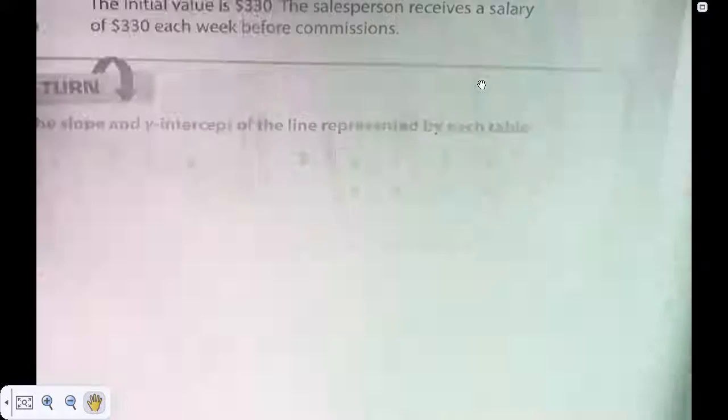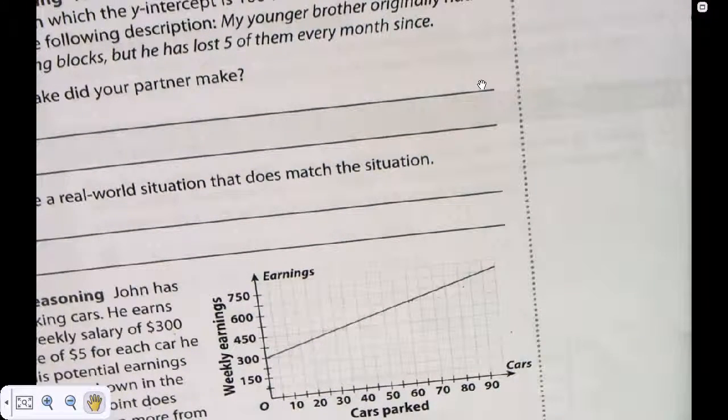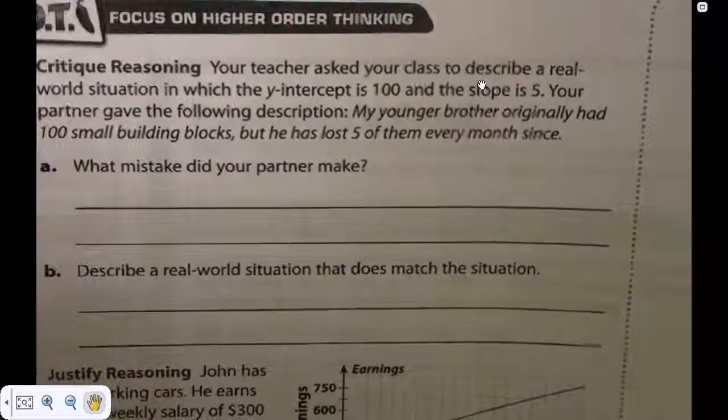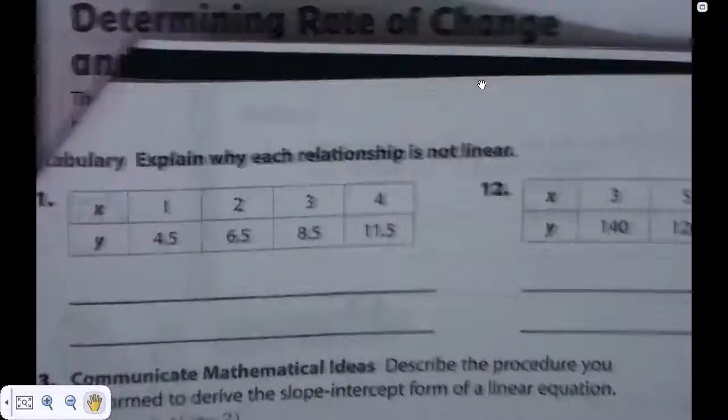Look on page 100 real quick. Page 100. Okay. Look at number 11. Look at number 11 real quick. Okay. Guys, it says explain why it's not linear. Number 11, why it's not linear.